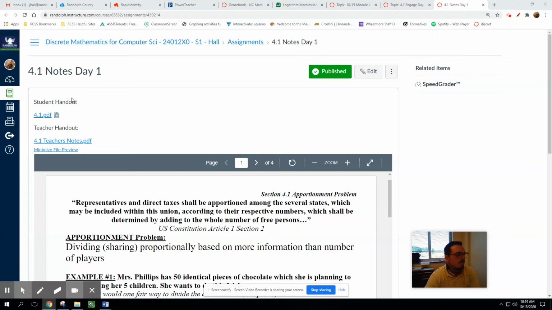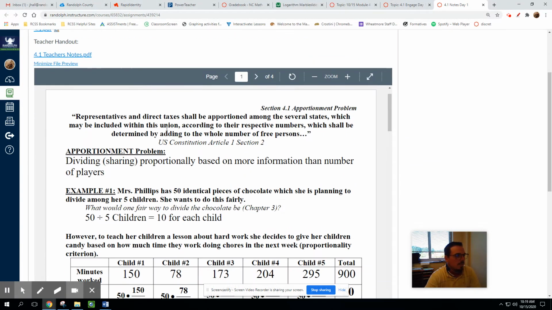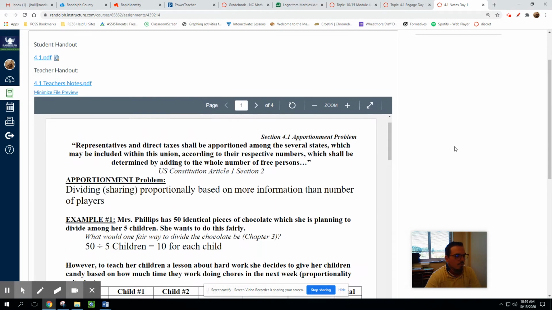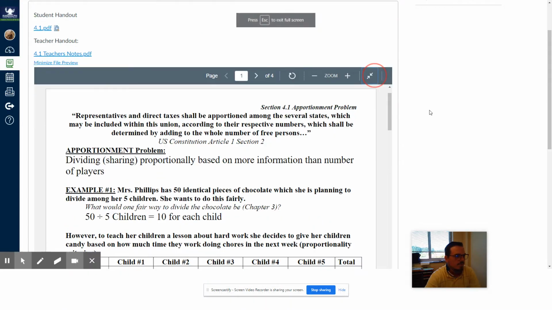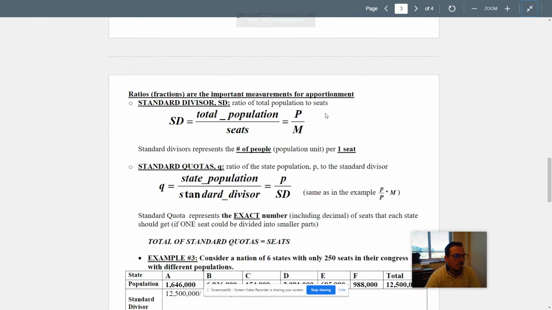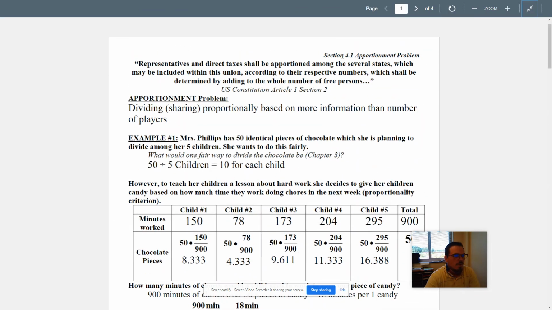All right, so today we're talking 4.1 notes, day one. This is going into our brand new module, module 4, in our first section of notes. So I'm going to share my teacher notes with you here, to make sure that we're getting everything we need down. So first thing, this is called apportionment.